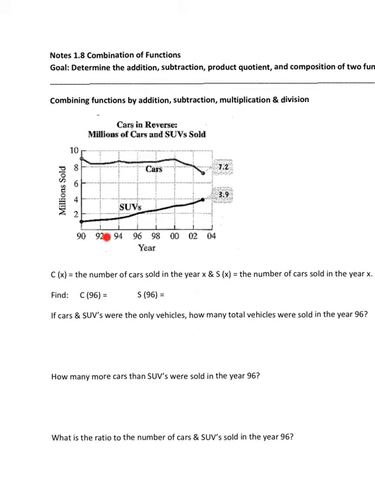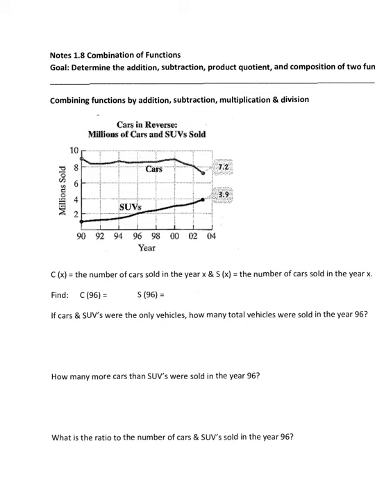of the years from 1990 to 2004 and the number of SUVs sold in each year and the number of cars sold in each year. So the first function that we're going to look at is C of x, which represents the number of cars sold in the year x. So x would represent the input of years, and then C of x represents the output, how many cars sold in millions. And the same for S of x. S of x represents the number of SUVs sold, and x represents the years it was sold.